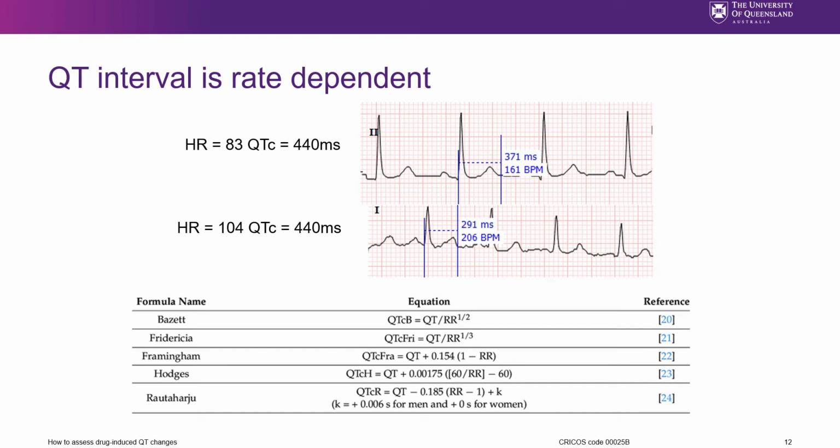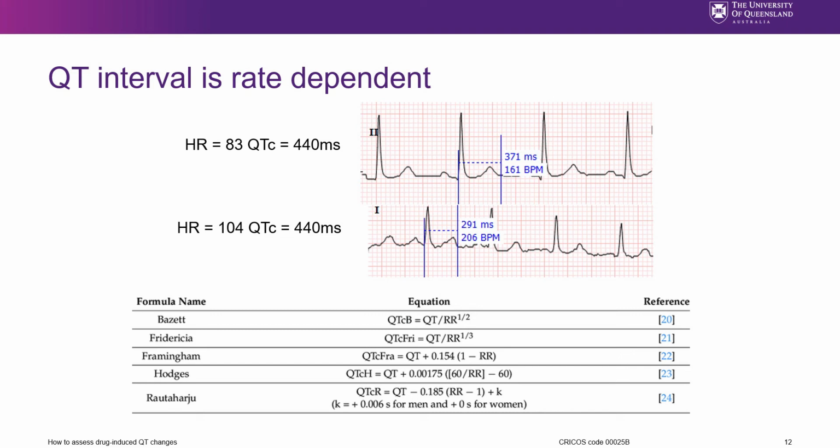As an example, here are two patients with differing heart rates. One has a heart rate of 83 beats per minute and a QT of 371 milliseconds. The other has a heart rate of 104 beats per minute and has a QT of 291 milliseconds. Both of these patients have the same corrected QT interval of 440 milliseconds. So although the length of their QT is different, their risk of cardiac events is equivalent.